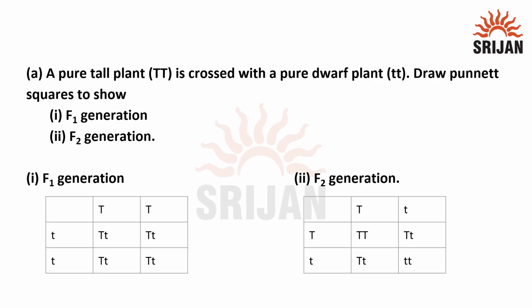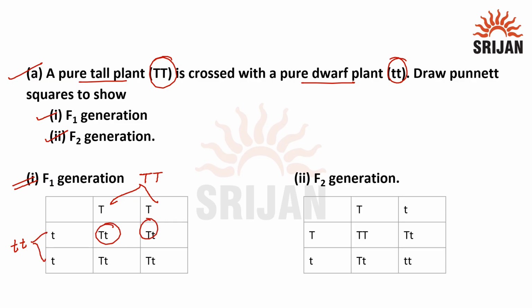Now let's answer the A part. That is a pure tall plant, that is T, is crossed with a pure dwarf plant, small t. Draw Punnett square to show F1 generation and F2 generation. So here we have the F1 generation. Since the parents are homozygous, that is T and small t, we have gametes as T and small t.